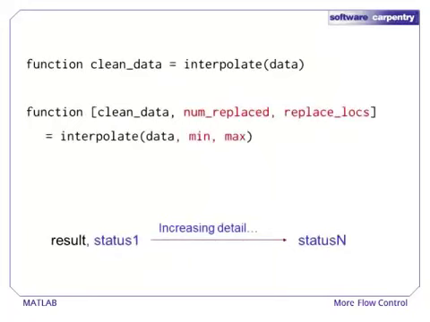Our new function will accept an optional minimum and maximum acceptable value. It will also declare that it can return up to 3 values. The second return value is the number of locations we replaced. The third return value is the set of indices of locations that we replaced. Note that we are following the pattern of less to more information in our extra return variables.